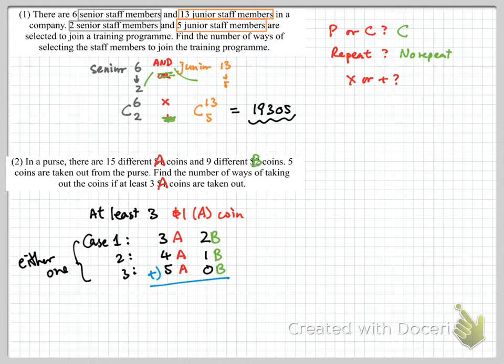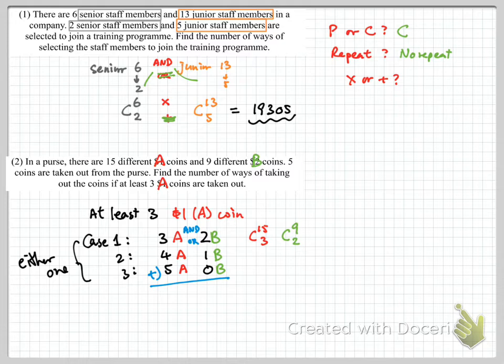Alright, so we are going to add up these three cases. For the first one, we have 15 acorn, you choose 3 of them, so that is 15C3. You have 9 beacon, you choose 2 of them, that would be 9C2. Once again, the last question is, do we add them together or do we multiply them together? Think about it. Is it "and" or "or"? Is it 3A and 2B, or 3A or 2B?